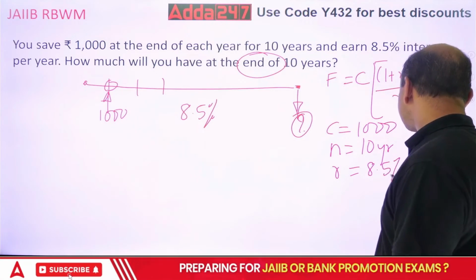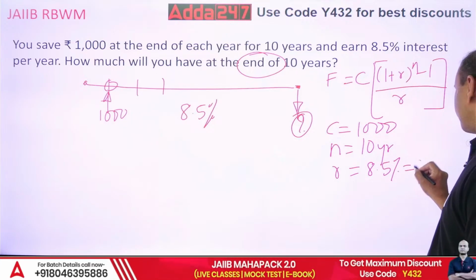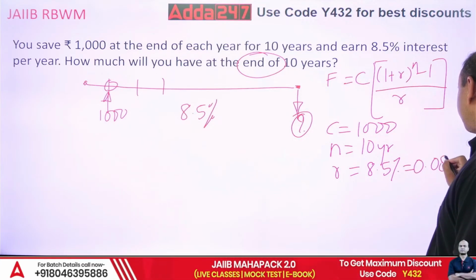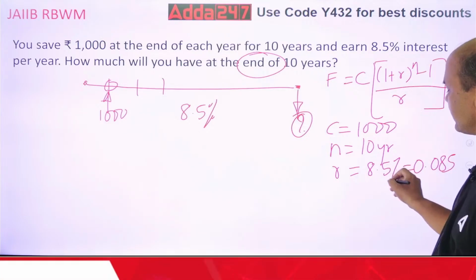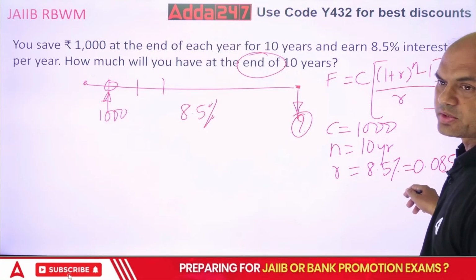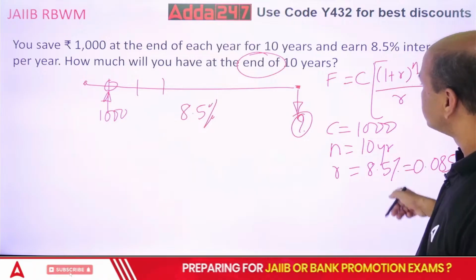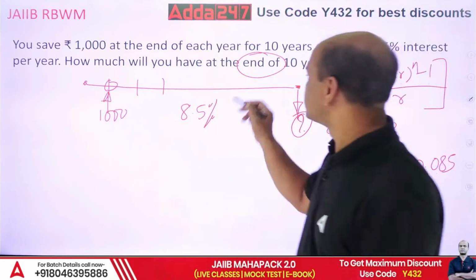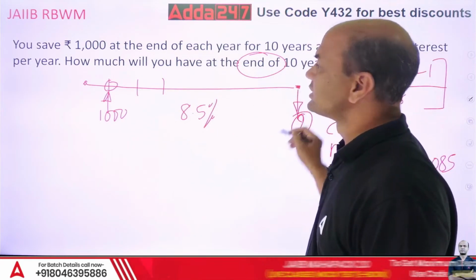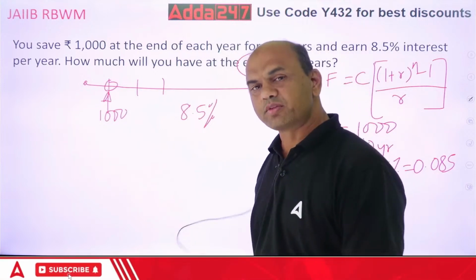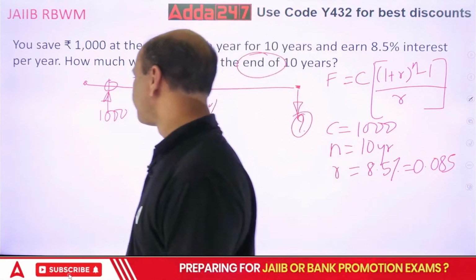So that is equal to, solve this first, 0.085. This is divided by 100, so 0.085. Now use this and find the future value, because this is what you want: at the end of 10 years, how much will you have? Now solve it, everyone. Try it.